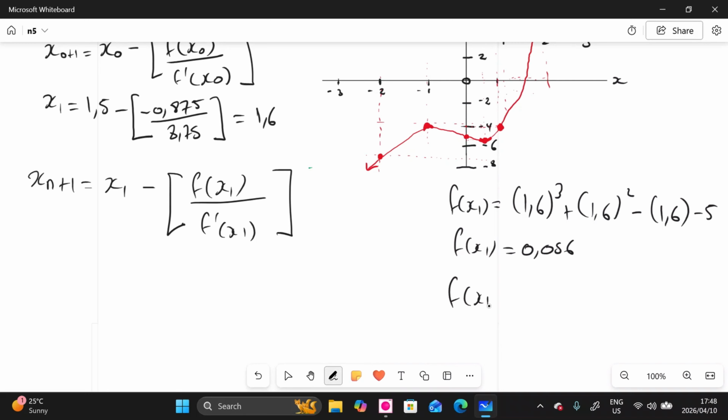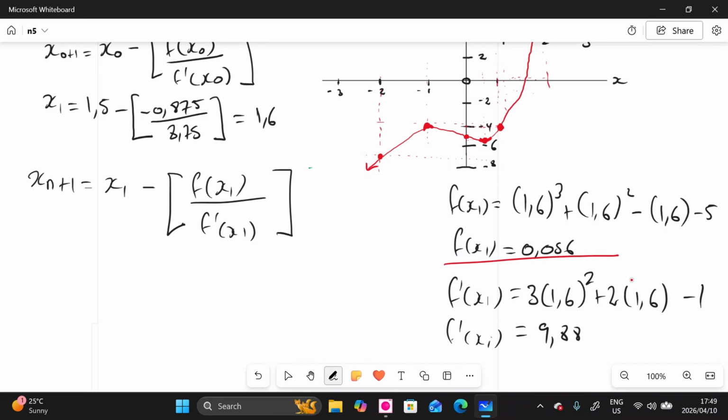Now it's time for us to find f of x1 prime. There we go. So we have to derive the original equation. Like I said, the first term is going to be 3x squared, but we're going to write 3 multiplied by 1,6 squared, right? Plus, and then the second term is going to be 2x. This is going to be 2 multiplied by 1,6 minus 1. Then if you put this on a calculator, this is going to be equaling to 9,88.